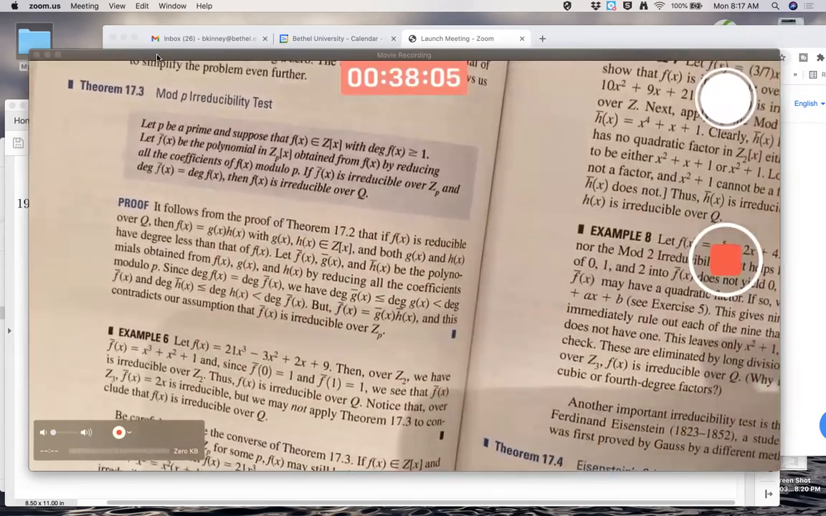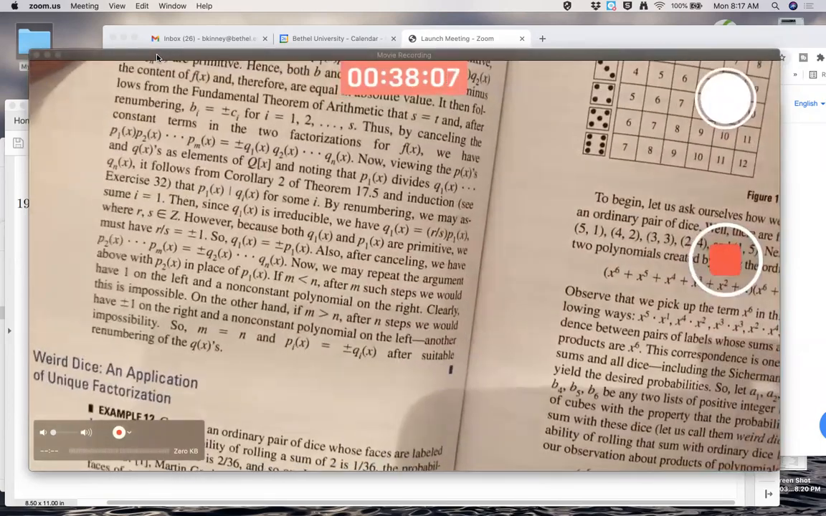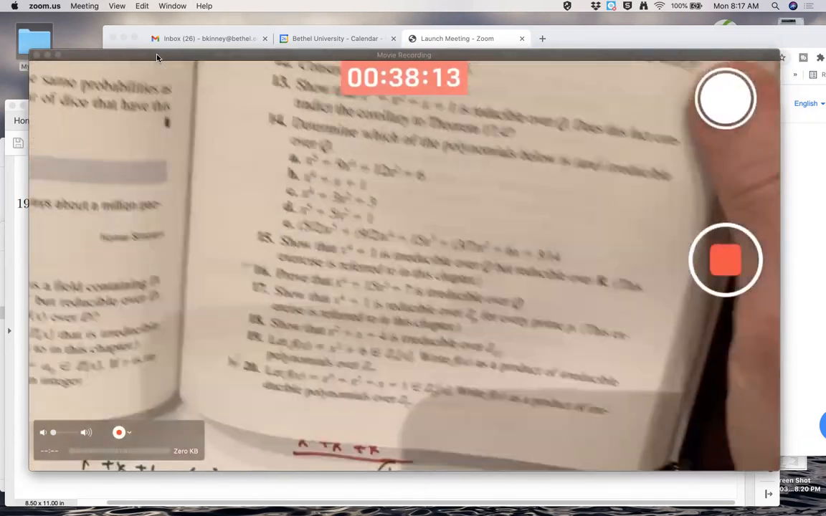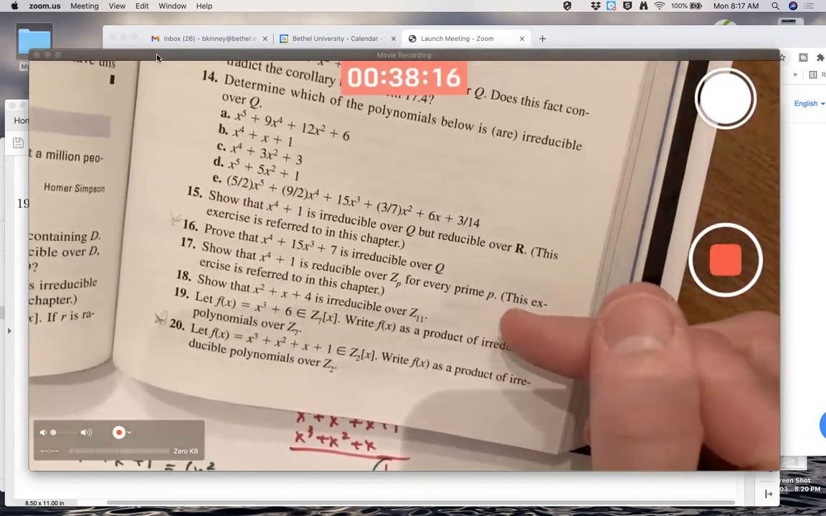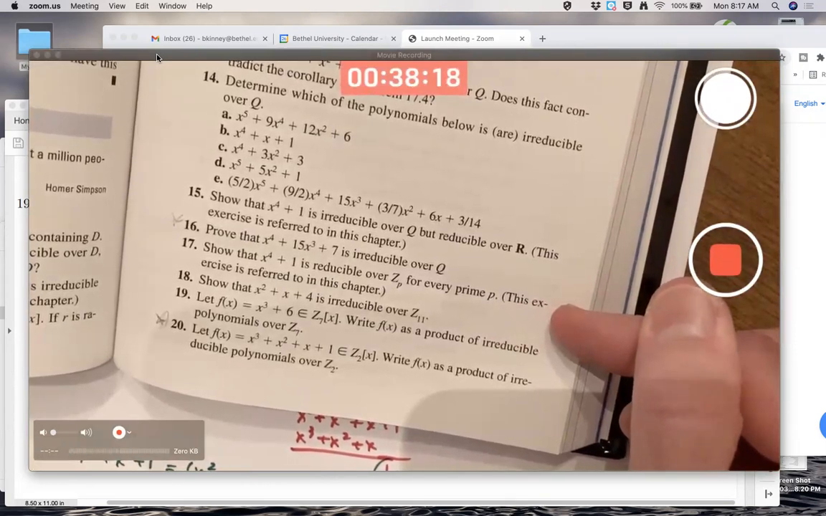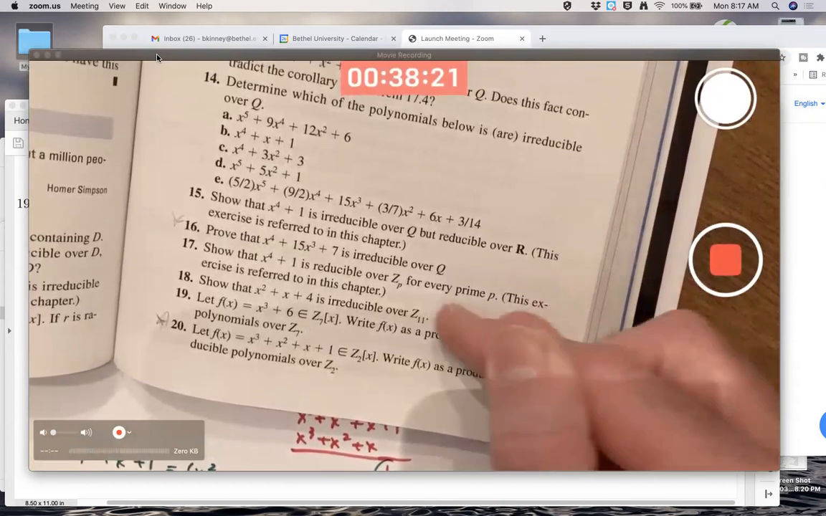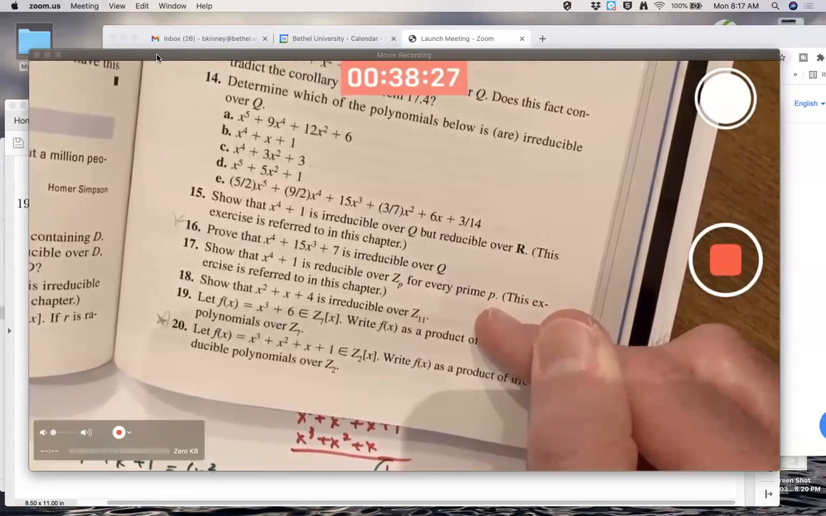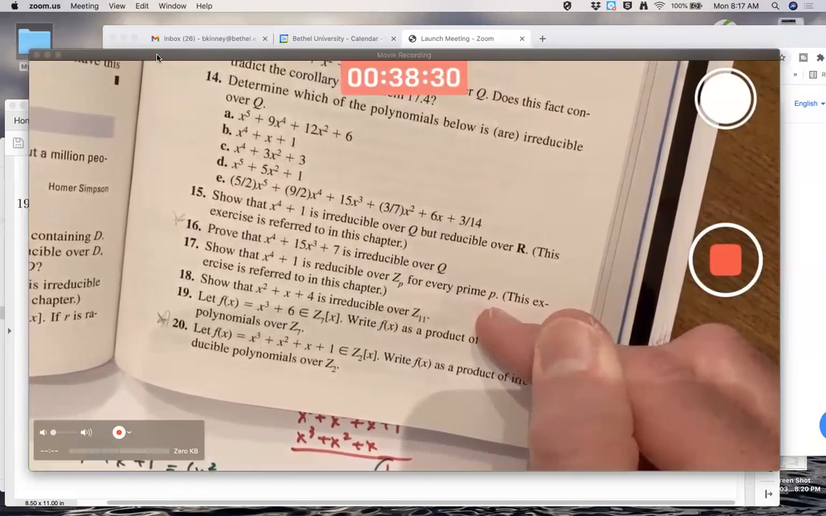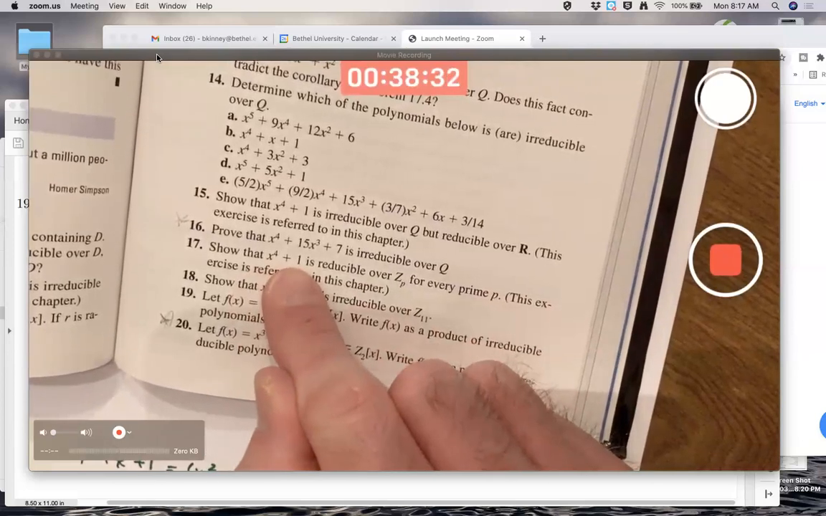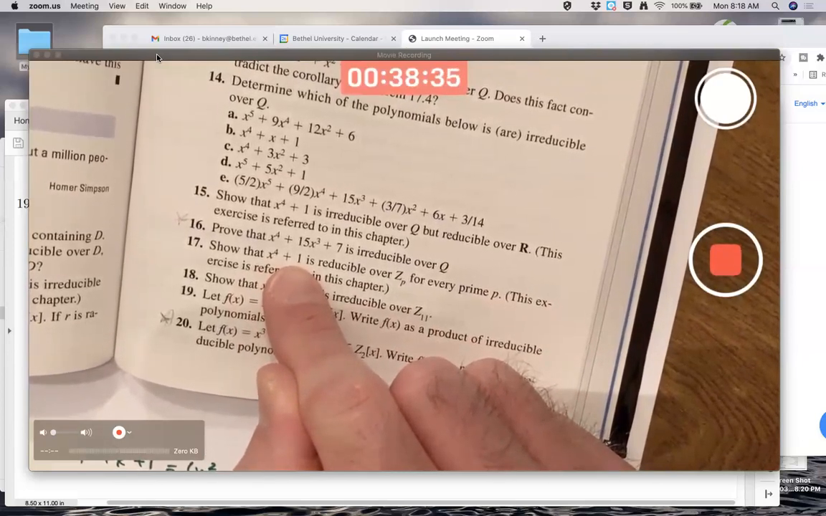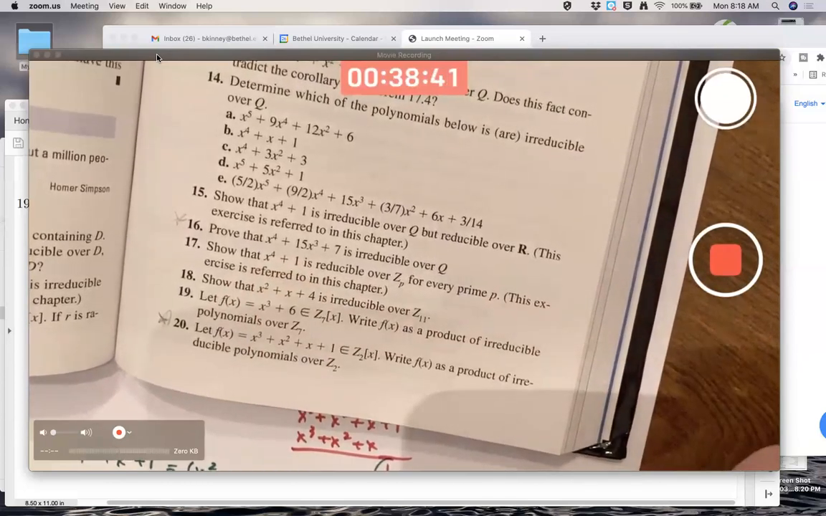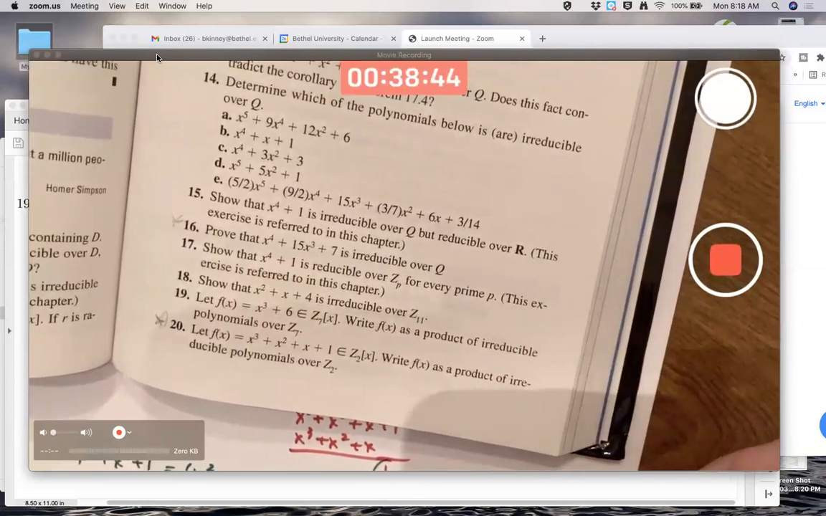In fact, I believe there's even an example in the exercises. It might be a practice problem that emphasizes that point. Yes, this one right here. Show that x to the fourth plus 1 is reducible over Zp for every prime p. So you could not apply the mod p irreducibility test to show this is irreducible over Q. However, if memory serves me right, it is irreducible over Q. You just can't use that test. The test gives you no conclusion, no matter what you choose for p.